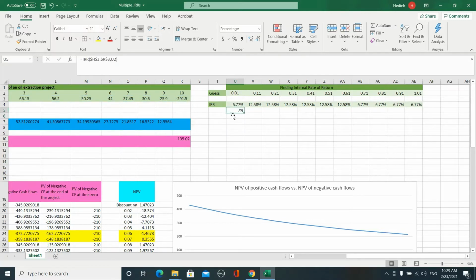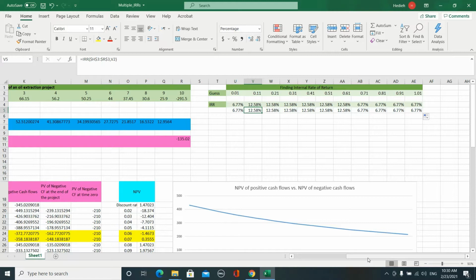So if you want to increase the precision of your internal rate of return that you find, just press this button. It will increase the number of decimal points. Then I extend this formula to other cells, and you can see that the Excel gives you internal rate of return given different initial guesses for internal rate of return. As you can see, I find two internal rate of returns. One of them is 6.77% and the other one is 12.58%. Okay, so we found two internal rate of returns for this project.